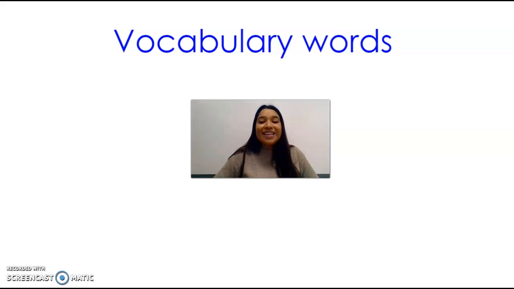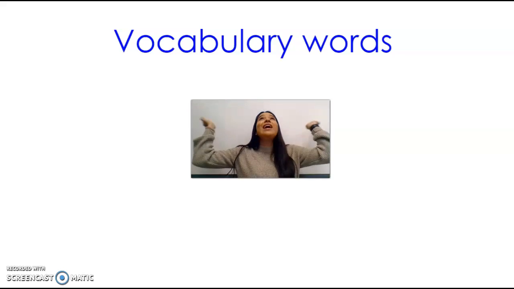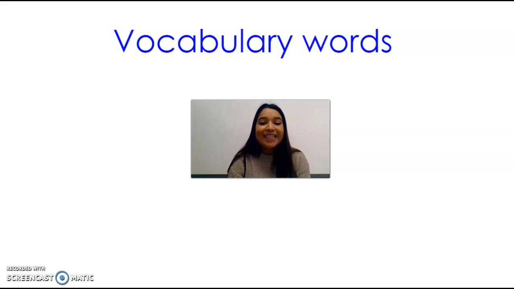First grade, let's go ahead and go over our vocabulary words for this week. Let's go ahead and get started.